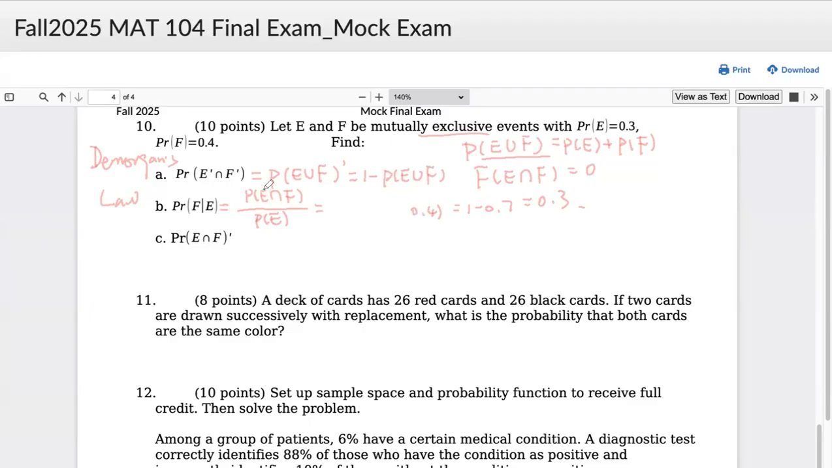What is the probability of E intersect with F? Right here, 0. So 0 divided by 0.3 is 0. 0 divided by anything will be 0. So B is 0.